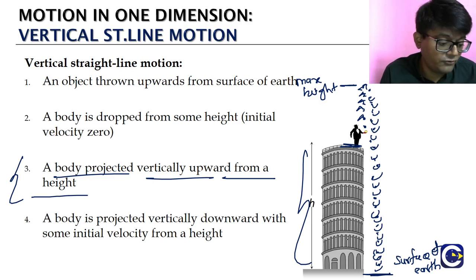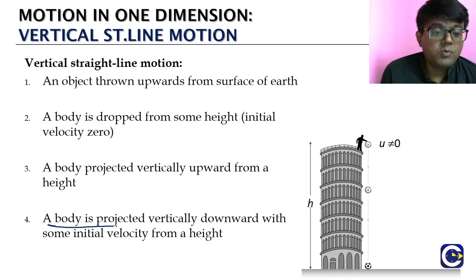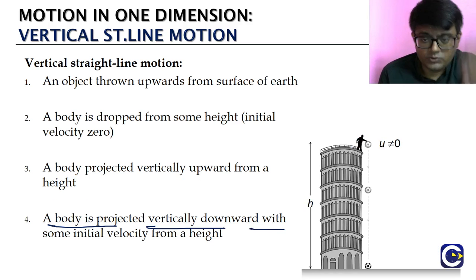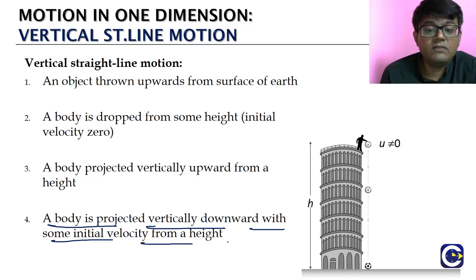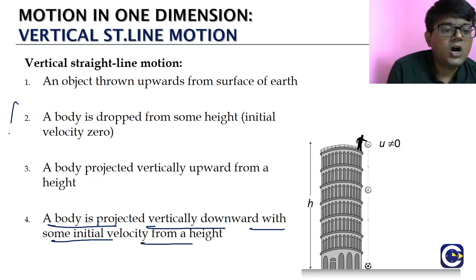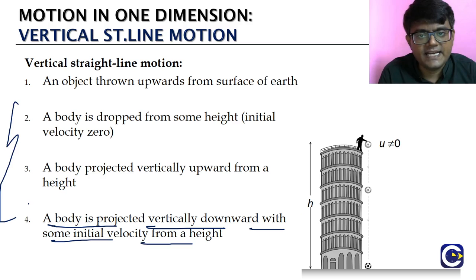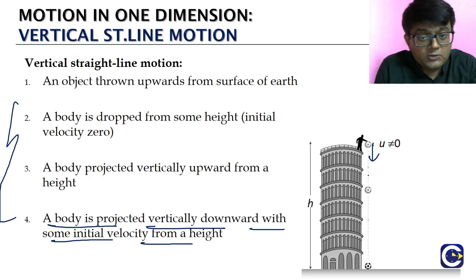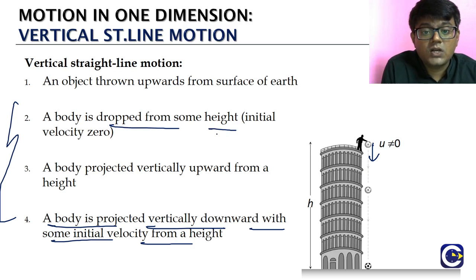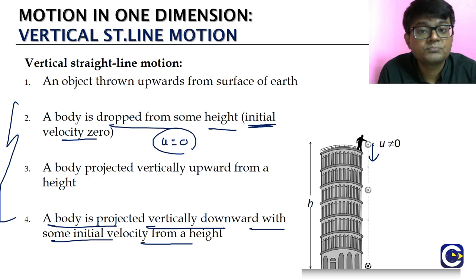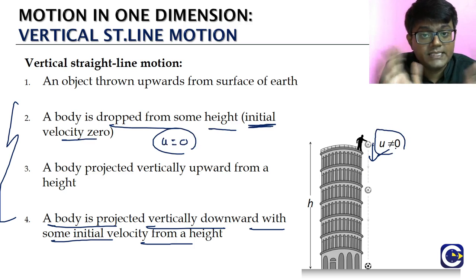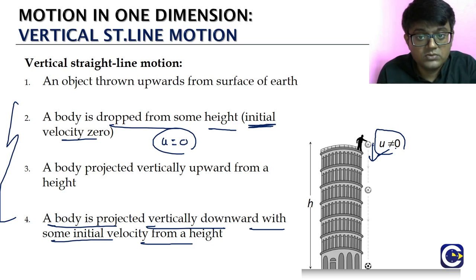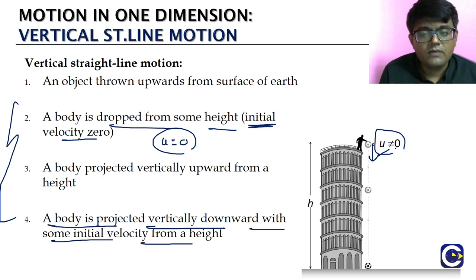Now let us go to the fourth type. What is it? A body is projected vertically down with some initial velocity from the height. So you can see all these 2, 3, 4 cases, right? They are all happening from that height. So here what are we doing? We are projecting it down. Second case is what? Dropping, means initial velocity was 0, u was 0. But in this case you can see u will not be 0. You will throw it down. You will basically throw it down with some velocity.